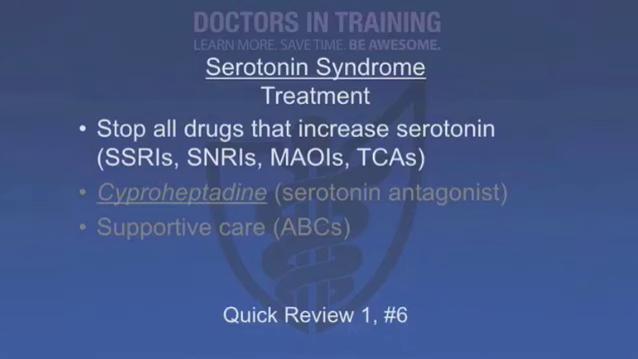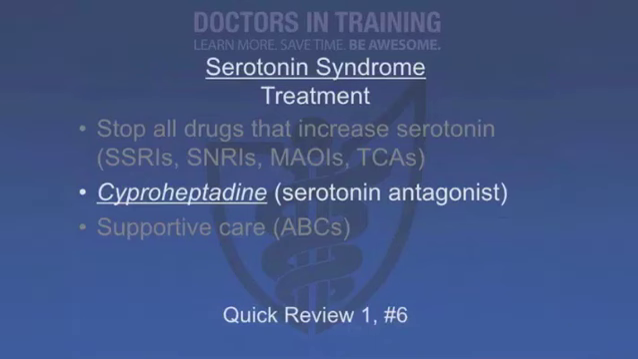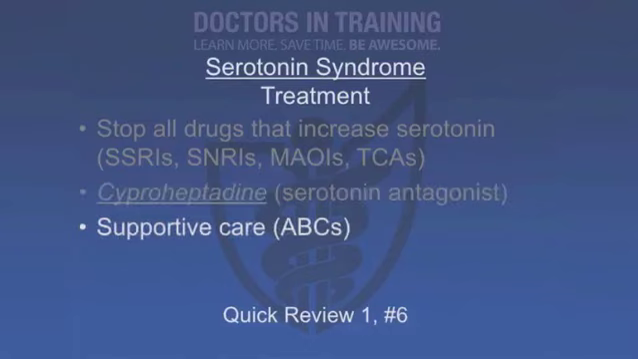So next question, how do you manage serotonin syndrome? Well, the first thing is stop all drugs that increase serotonin. So you want to stop your SSRIs, you want to stop your SNRIs, your MAOIs, stop your TCAs, stop everything. Sometimes if you're having a significant enough syndrome or toxicity, you can start cyproheptadine. And this is a serotonin antagonist, so it's going to actually help remove some of that serotonin and decrease your symptoms overall.